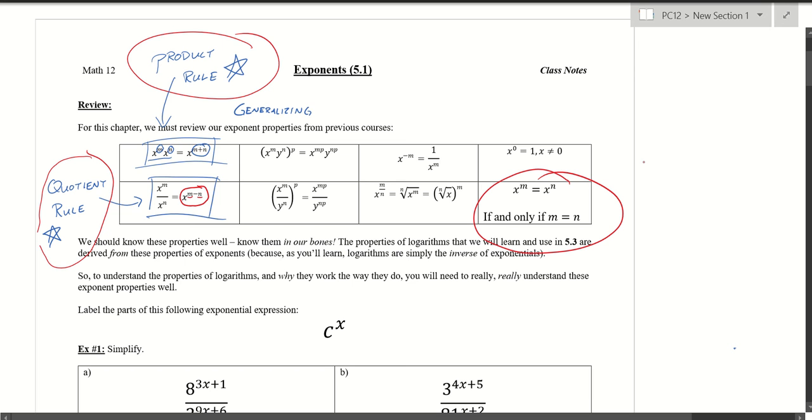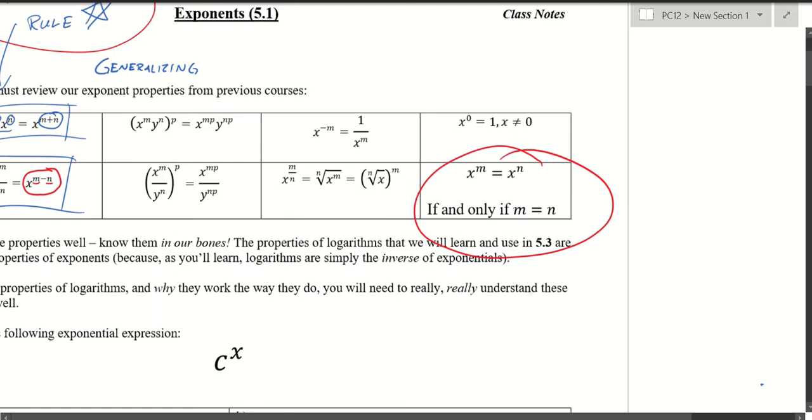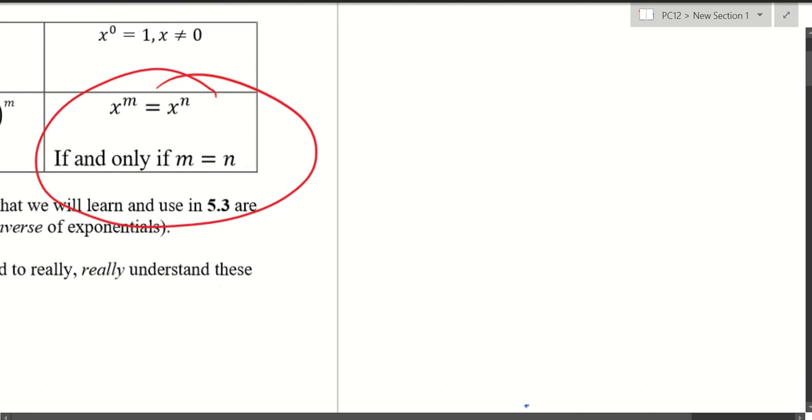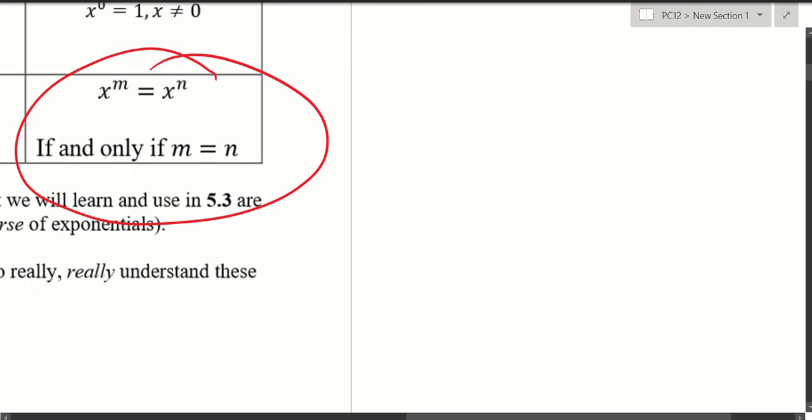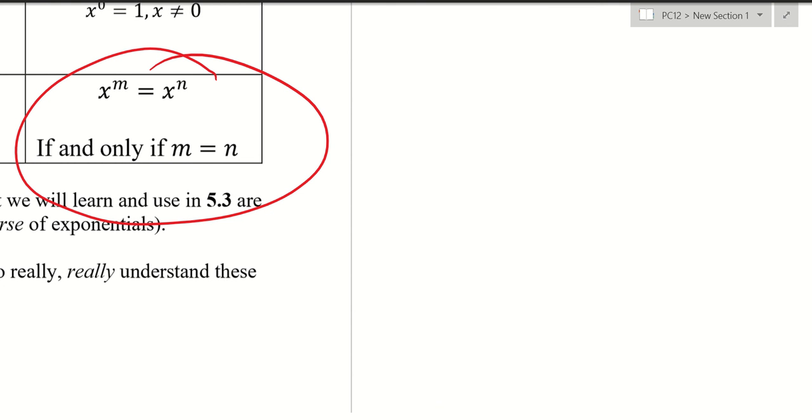which usually I don't think is mentioned explicitly in previous math courses. And luckily, it's a relatively simple rule. I think because it is actually so simple, that's kind of what makes this rule a little bit confusing. So let's look at this rule and read it. It says x to the m equals x to the n if and only if m is equal to n. So what does that mean?